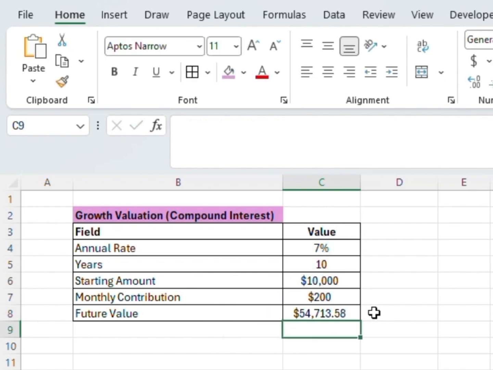So in the next 10 years, saving $200 every month with a starting amount of $10,000 will amount to $54,713.58 in total. So that's how to calculate a growth valuation of any savings or investment over time.